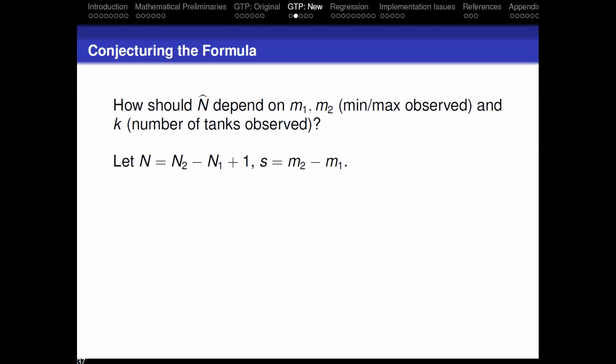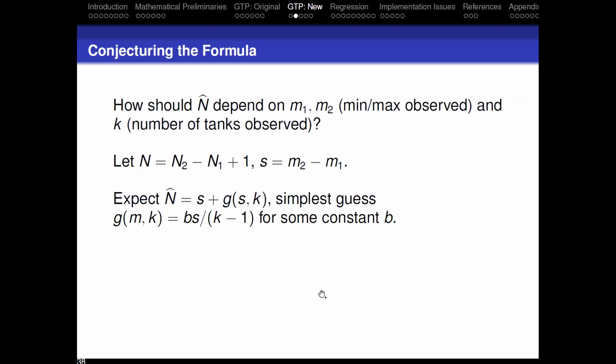So we want to know how should n hat, our best guess for the number of tanks, depend on, say, the minimum and the maximum observed values. And so the setup is very similar. We would expect it to be s, where s is the spread, the difference between them, plus some function that depends on s and k. And then similarly, it should grow with s and decrease with k.